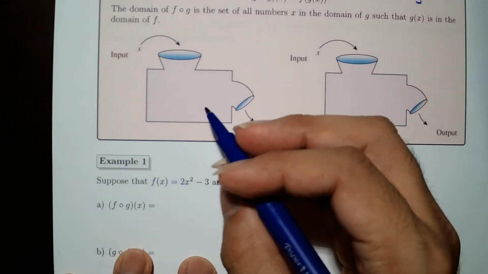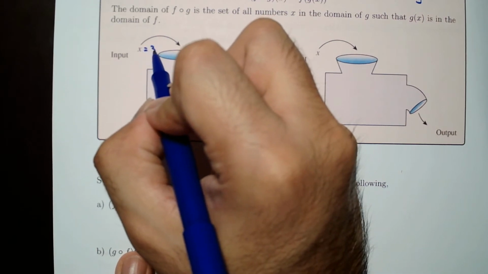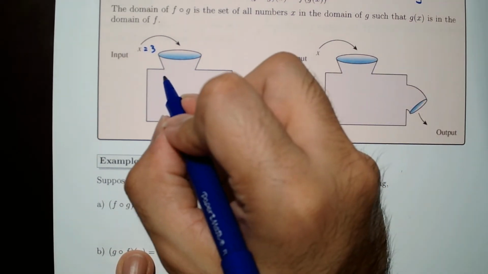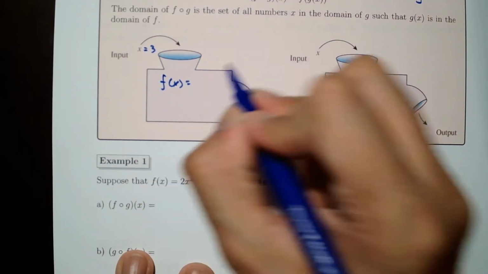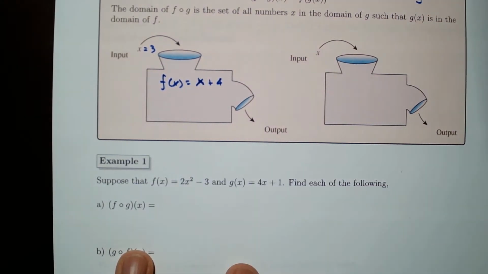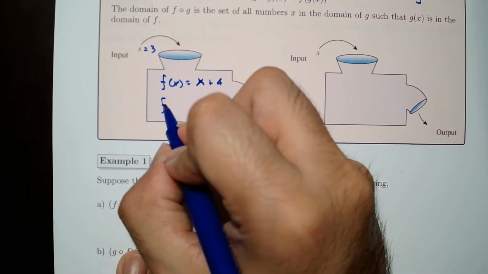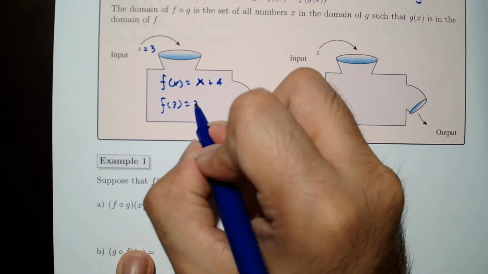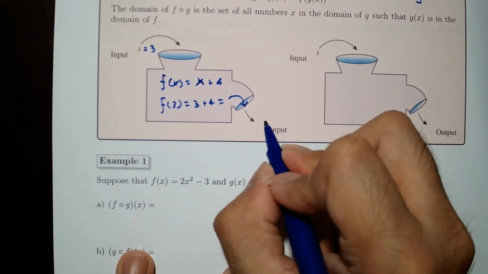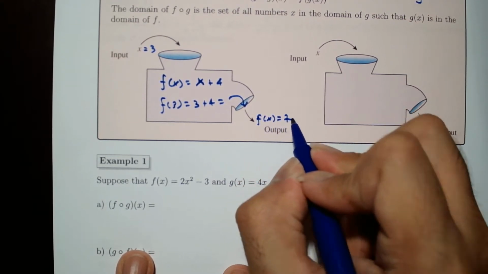Let's say I have as an input x equals 3. This machine right here is going to perform the function f of x equals something simple, x plus 4. So if we input the number x equals 3, we do f of 3 equals 3 plus 4, which will be the output, 7.